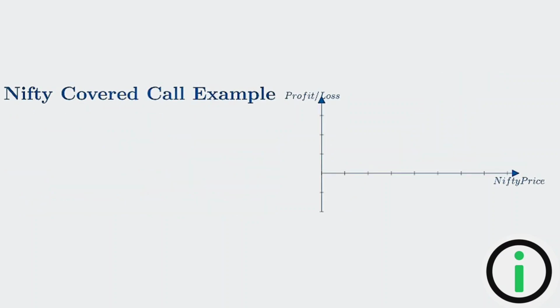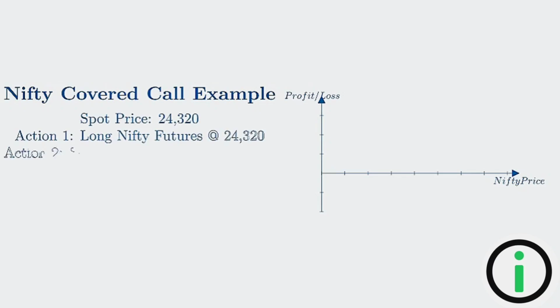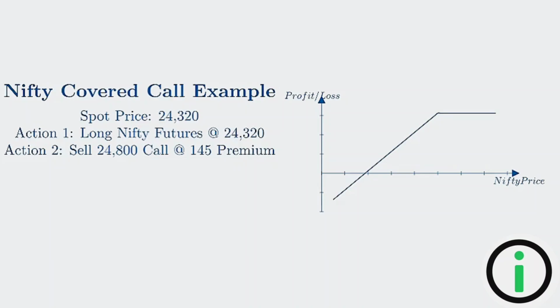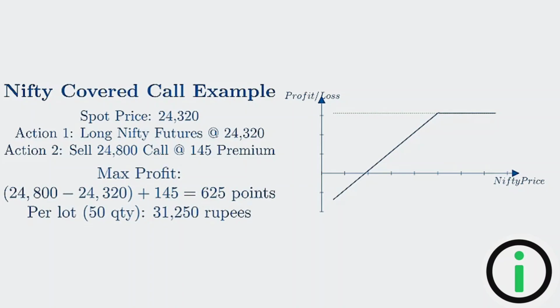Let's look at a real-world example using the Nifty 50. Suppose Nifty is trading at 24,320. You are long the index but think it will not cross 24,800 this month. You sell that call option for a premium of 145 rupees. Your maximum profit occurs if Nifty reaches or exceeds 24,800. You make 480 points from the index move, plus the 145 points of premium you kept.